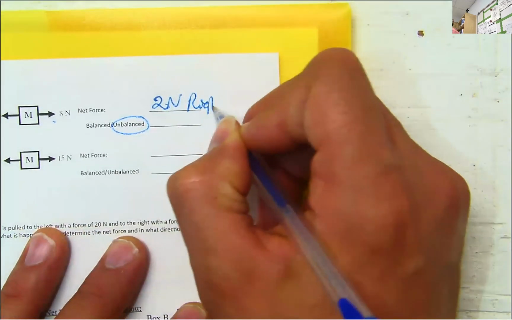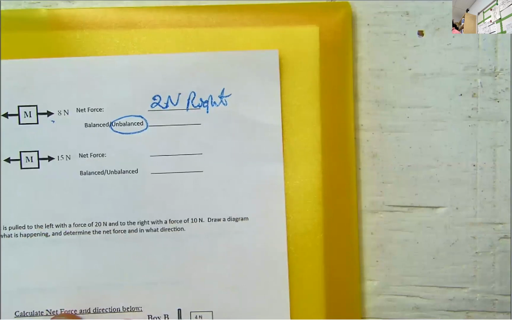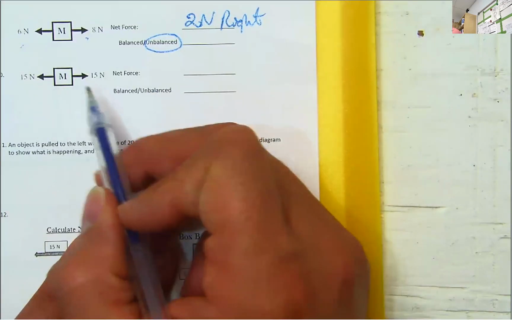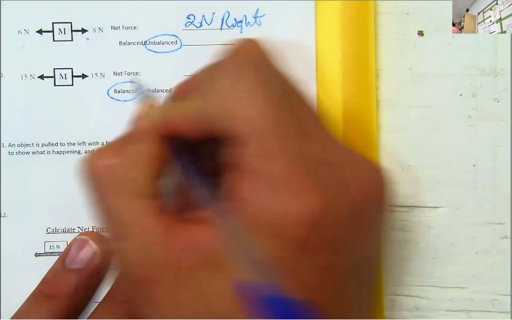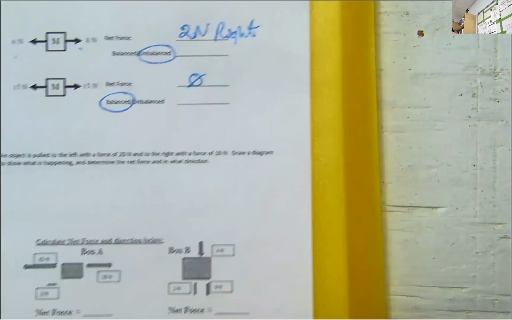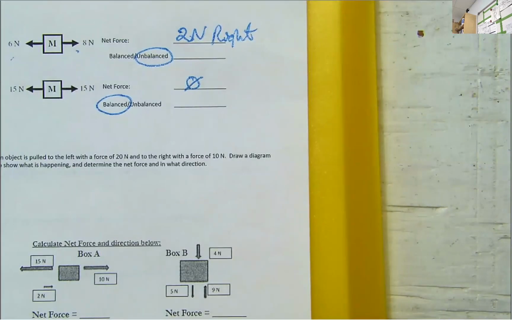Okay, right. Next one. We see that they're both 15. They're equal. They're opposite. That means they're balanced. Net force, if they are balanced, adds up to be 0. It's not moving left. It's not moving right. It's just 0.